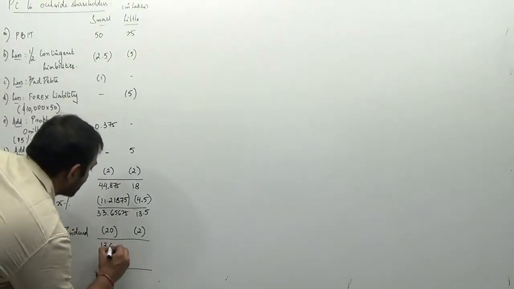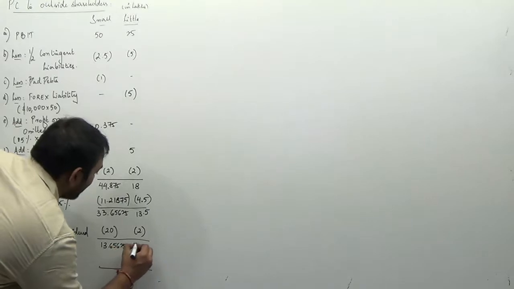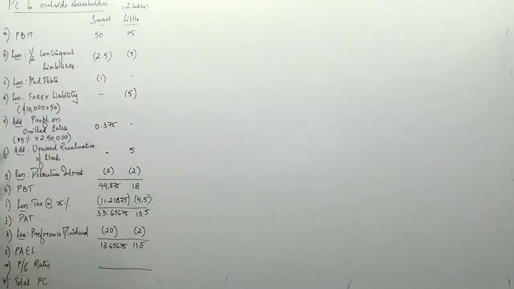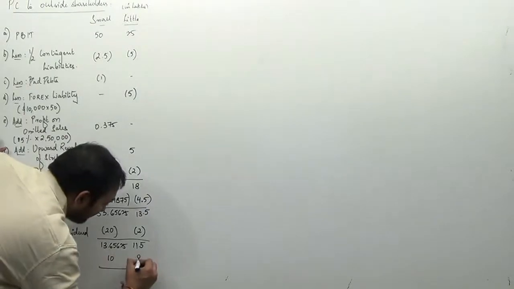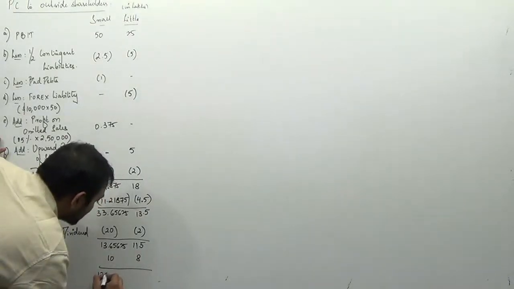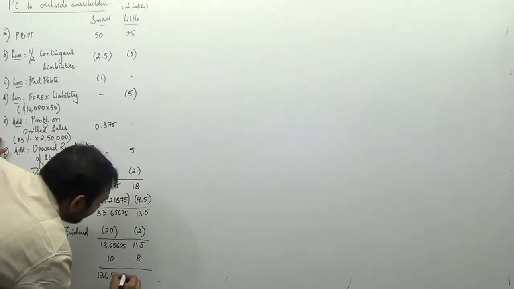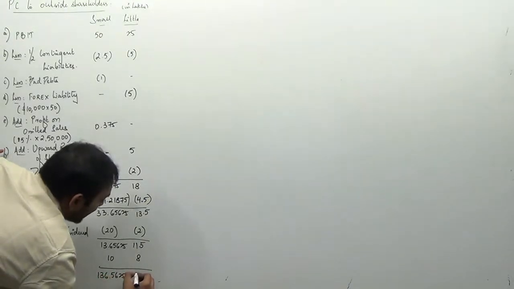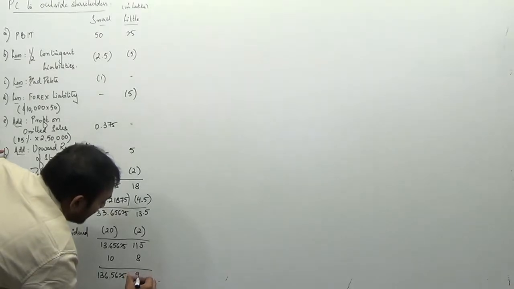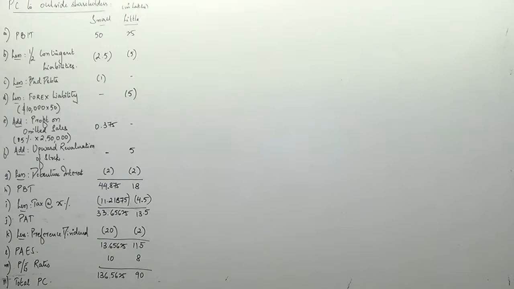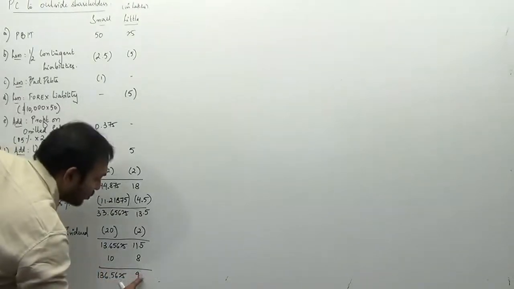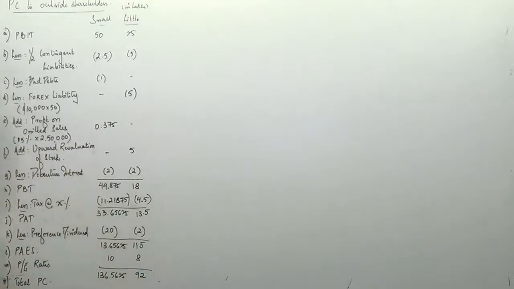This is 13.65625, 11.5 with P ratios of 10 and 8. 136.5625, multiply by 8, 92. That is total PC.